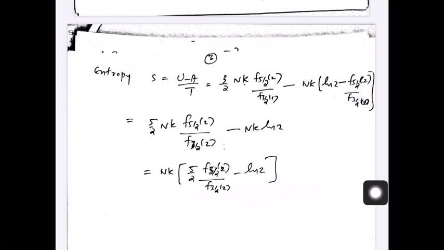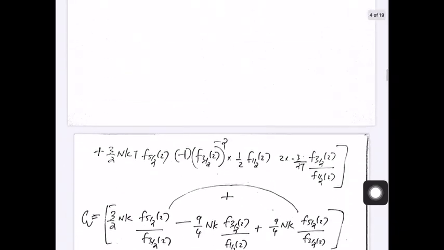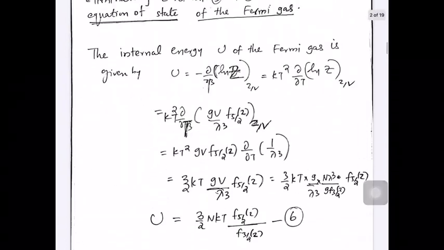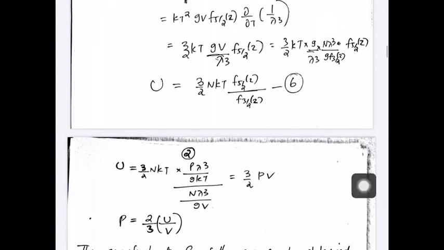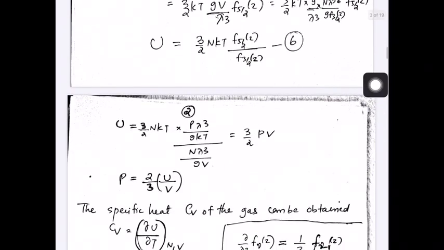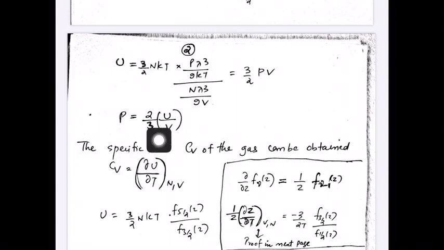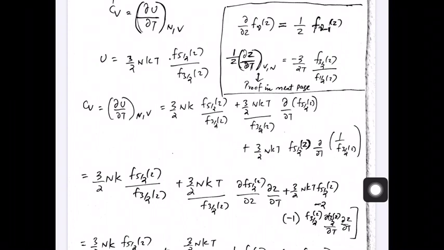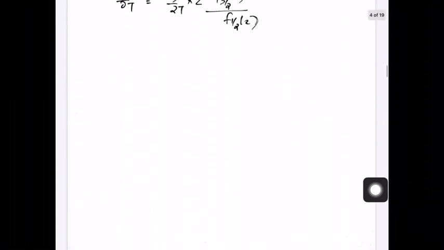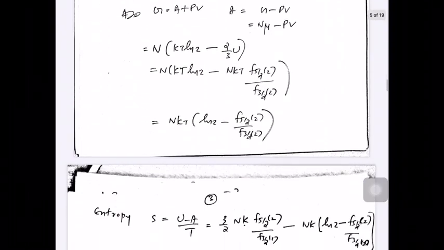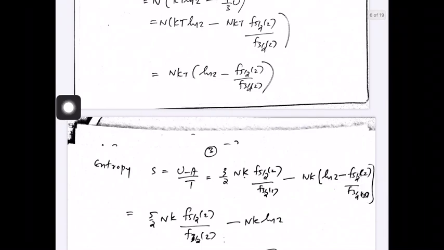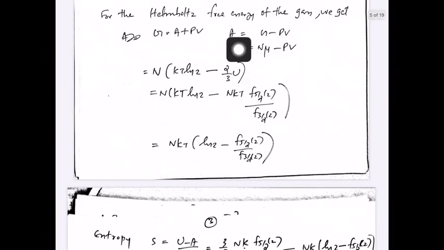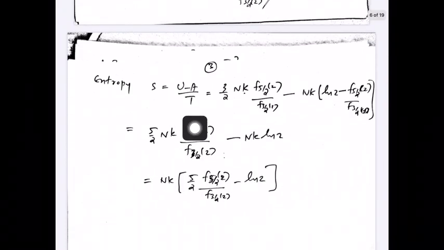So we have determined several thermodynamic quantities. The energy, okay, we first determine the energy. This is the energy, and then we determine the pressure. This is the pressure. Then we determine the specific heat capacity at constant volume. Thereafter, we determine the Helmholtz free energy. A is the Helmholtz free energy. Its expression is this, and then we finally determine the entropy.